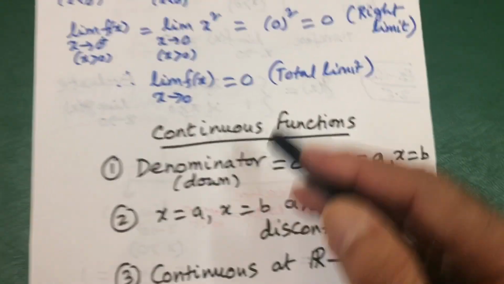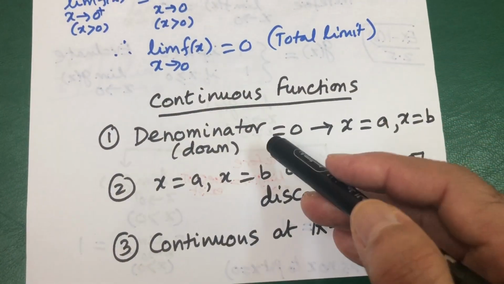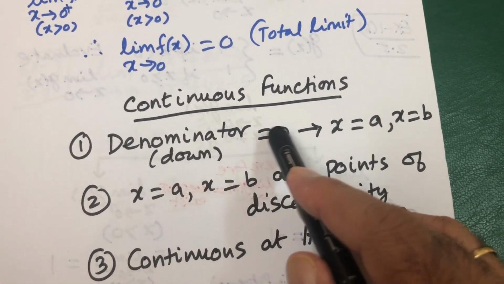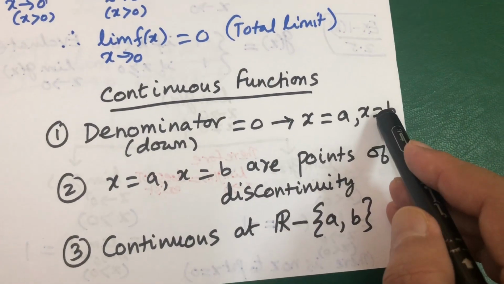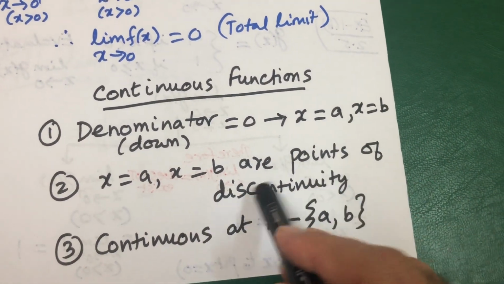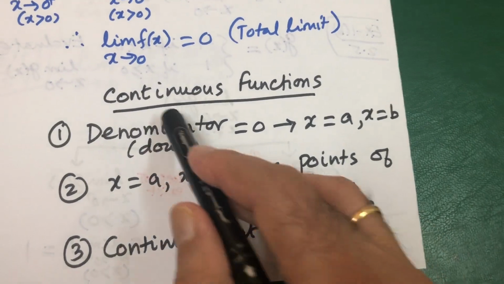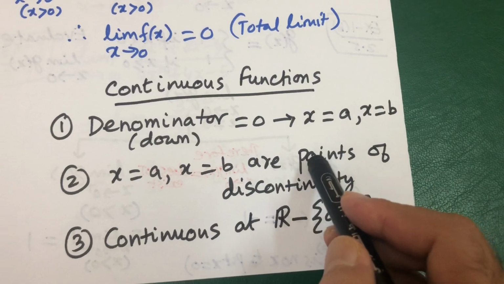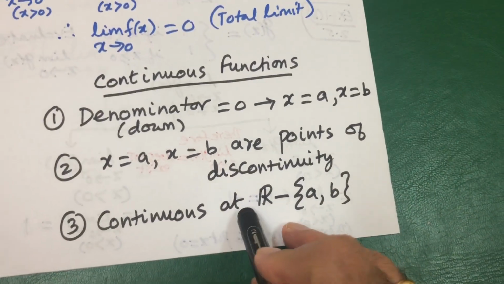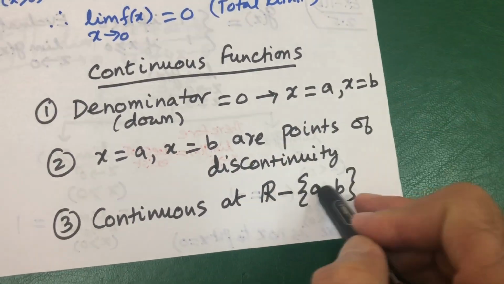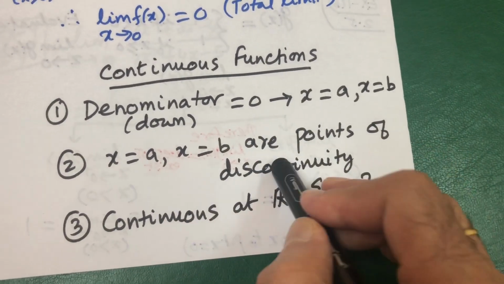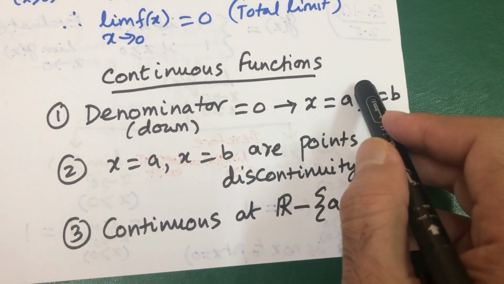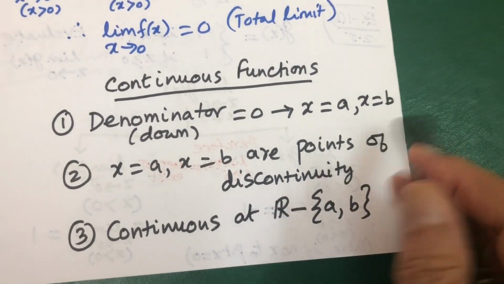Now, this is about the limit problems. The next topic is called continuous functions. How to calculate the continuous functions? Simply make the denominator equal to 0 and you get some numbers. So these are the points of discontinuity, not continuity. Make the denominator equal to 0. These are the points of discontinuity. Then you write continuous at R minus these 2 points, remove these 2 points. Discontinuous means problematic. Continuous means good. Discontinuous means not good. So remove these not good points. What you get is called continuous functions.